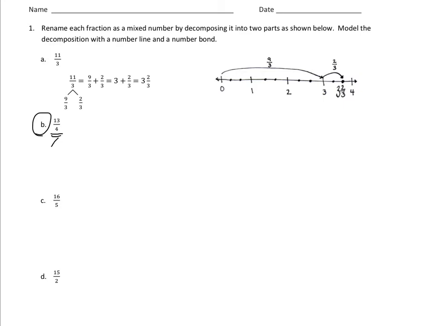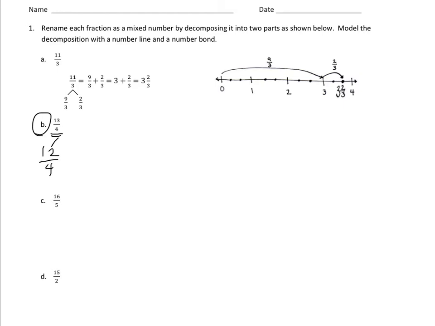So students are going to skip count till they get close to the number they see. So 4 fourths is 1 whole, 8 fourths is 2 whole, 12 fourths is 3 whole, and then 16 fourths would be 4 whole. Well, that's too big. So we want to go back to 12 fourths.